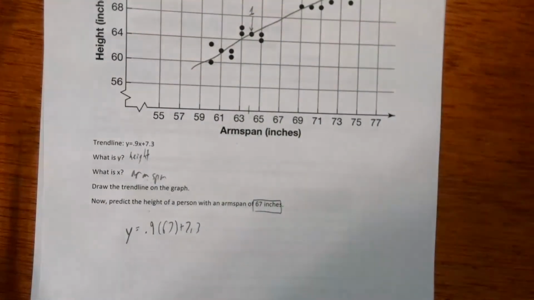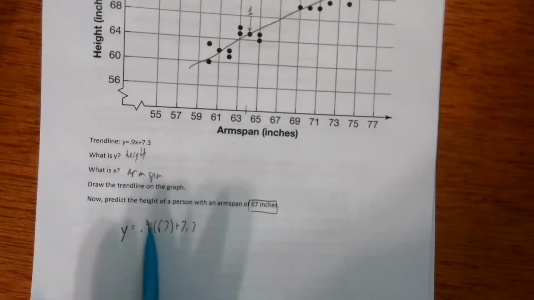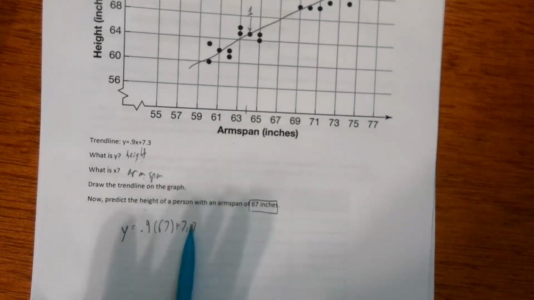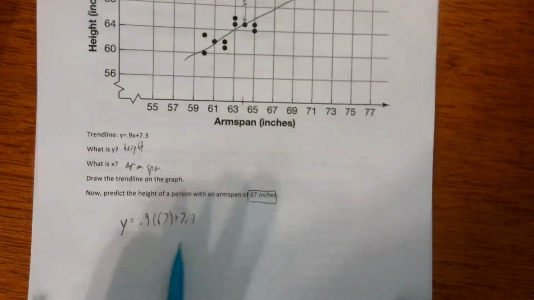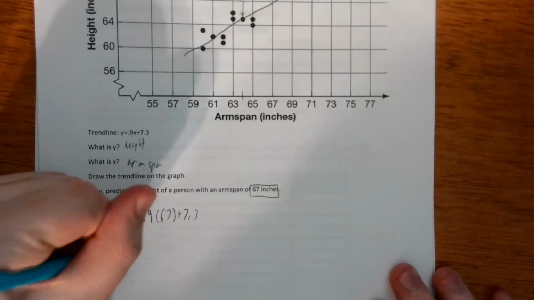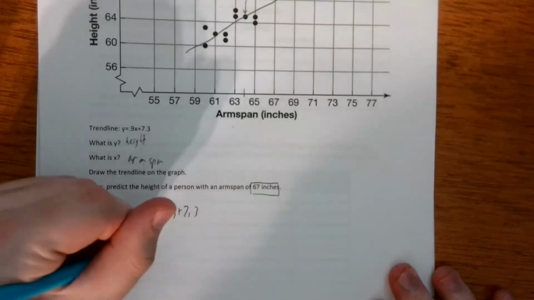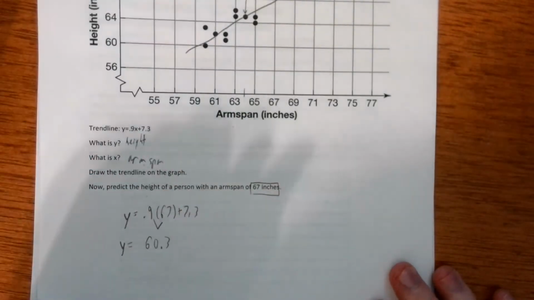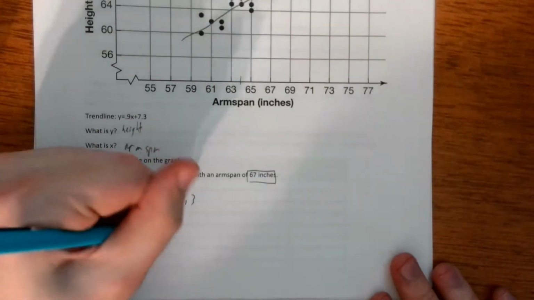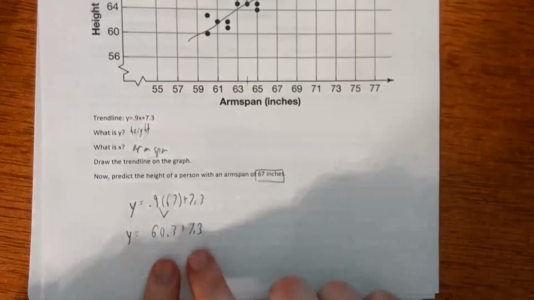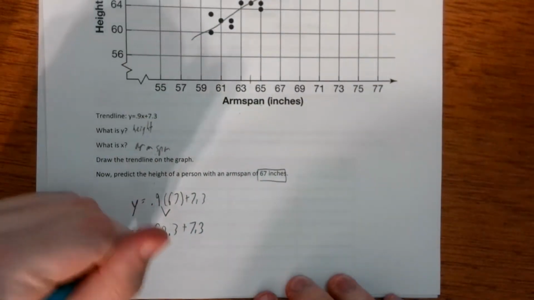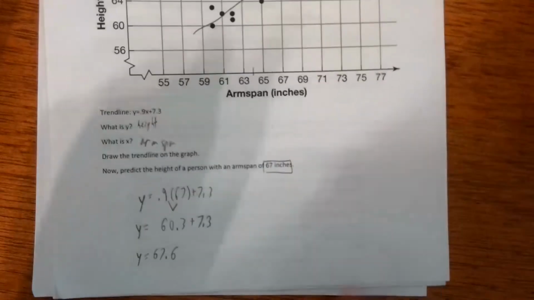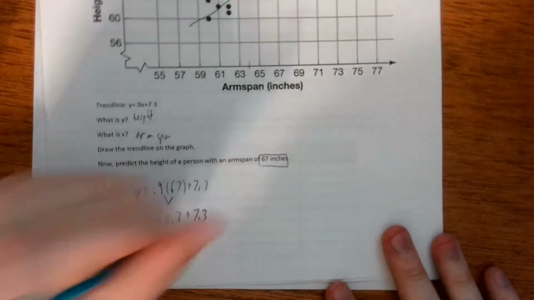How can I start solving this? The first thing I can do is multiplication, because I have to do multiplication before addition. That's PEMDAS. So what's 0.9 multiplied by 67? That's 60.3. So y equals 60.3, and then I'm adding 7.3 to that. If I add those two together, I should get 67.6, and that's in inches.